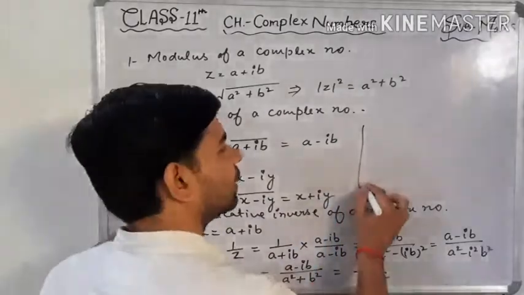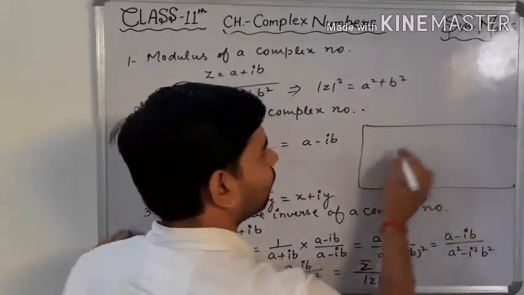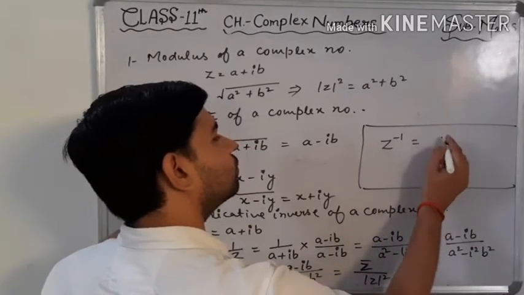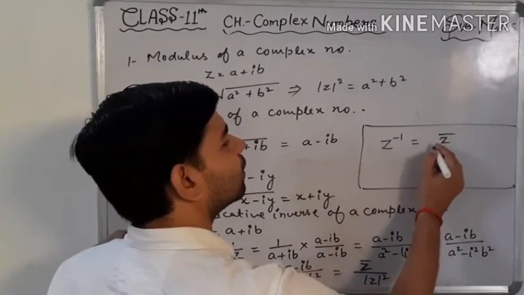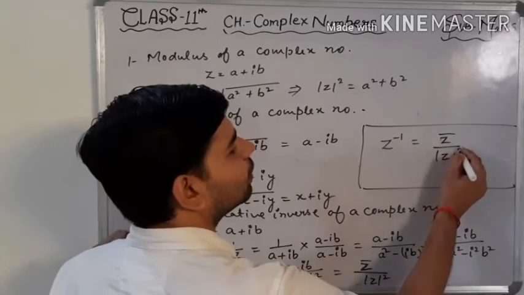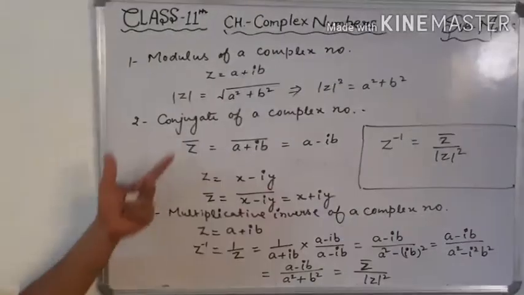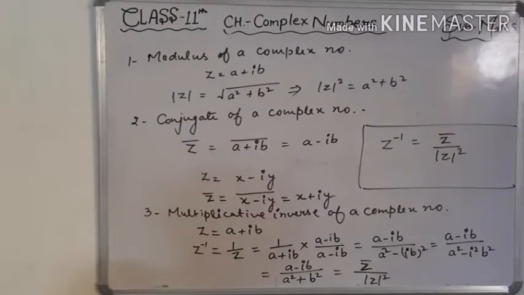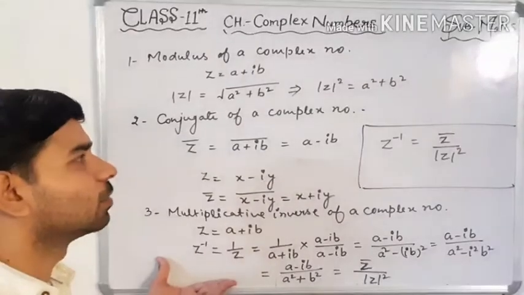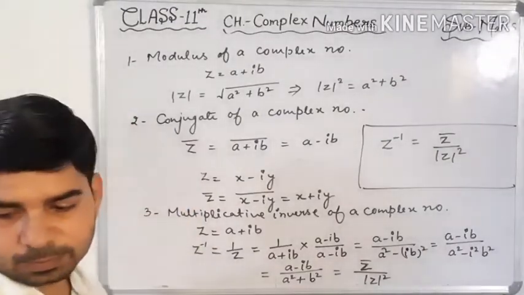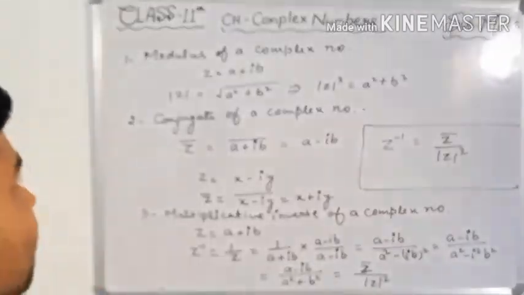Hence we can say that z inverse is equals to conjugate of z upon mod of z whole square. So these are the most important operations on the complex number which we have to learn, and the exercise solutions depend on these three. So let's see the questions.